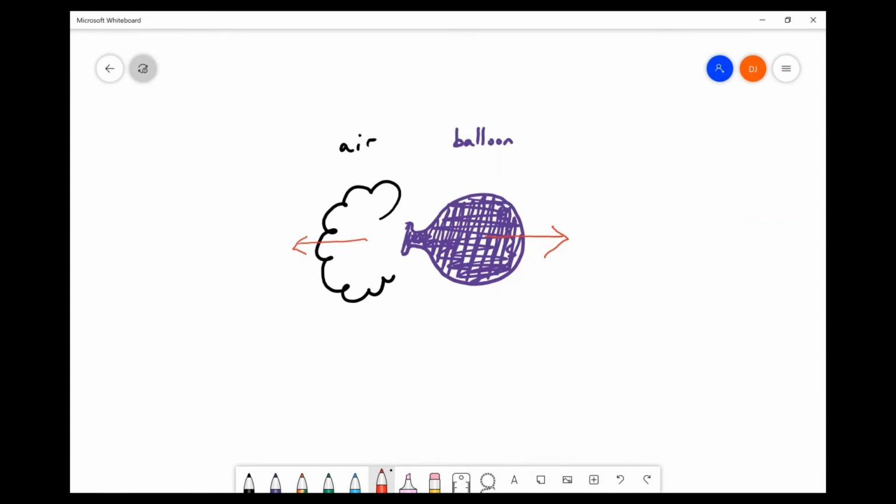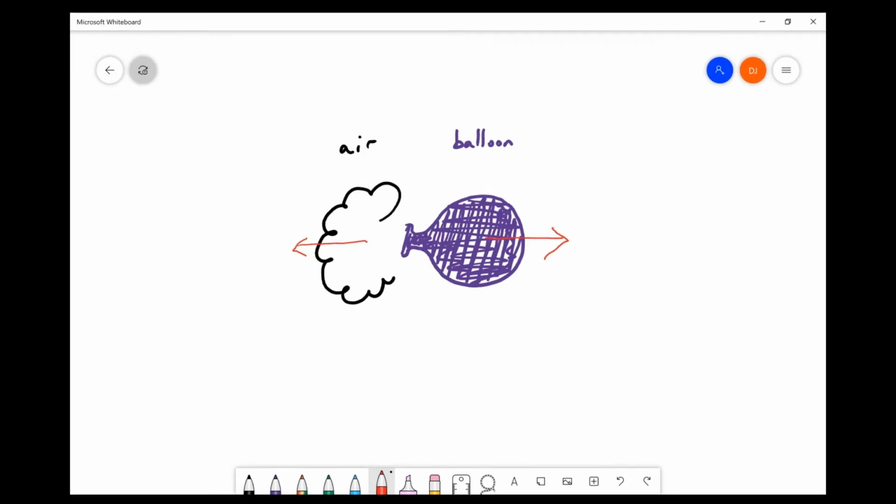Notice that the balloon is pushing against the air that it expelled. It doesn't have to be pushing against the atmosphere. A rocket can fly perfectly well in a vacuum. It pushes against its own exhaust gases.